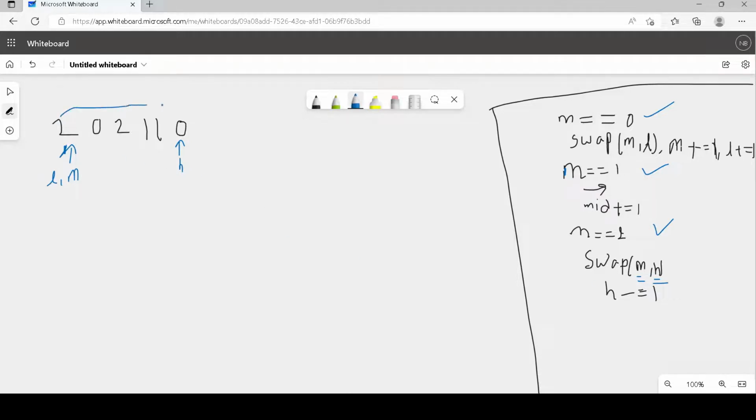After swapping, it will become like this: 0 0 2 1 1 2. I have swapped the element at the mid pointer and the element at the high pointer. After swapping, we have to decrease our high pointer, so I will decrease my high pointer to here. My high pointer is here and my low and mid pointers are here.